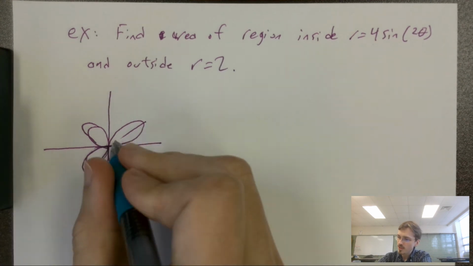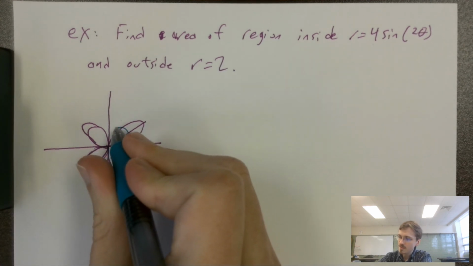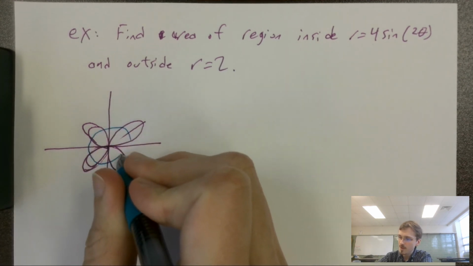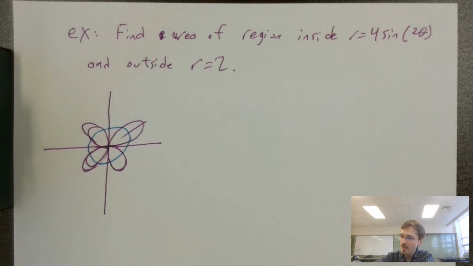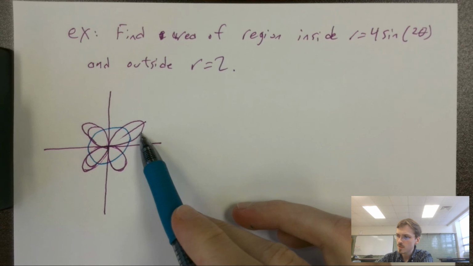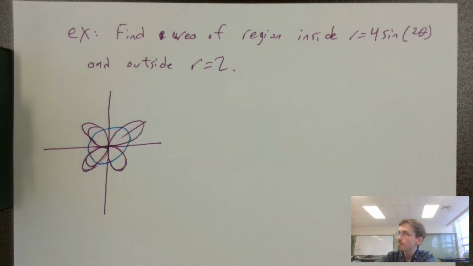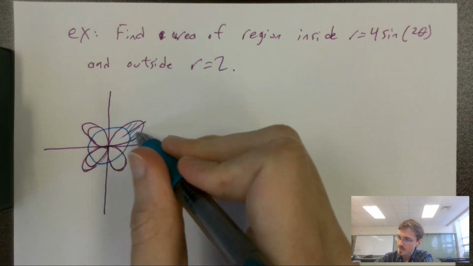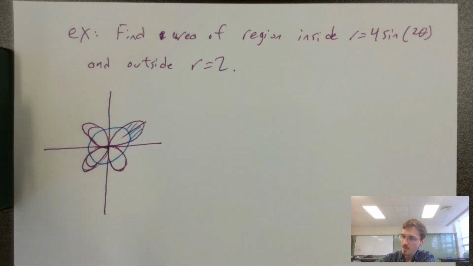So our circle of radius 2 will lie inside of this, something like this maybe. And we want to find the area of the region inside the rose and outside the circle. So we really want to find this dashed region here. And remember, there's actually 4 regions. So pause the video, see if you can figure this out yourself.